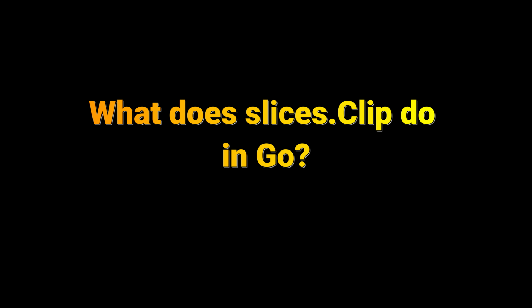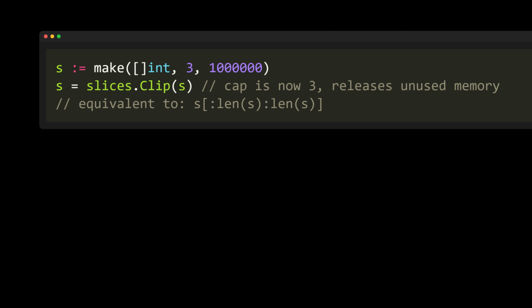What does slices.Clip do in Go? slices.Clip is used to release unused memory from a slice. If you have a slice with a large capacity but only a few items, you can use slices.Clip to cut the capacity down to match the actual length. This frees up the memory that was reserved but not being used, so your program uses less memory overall.